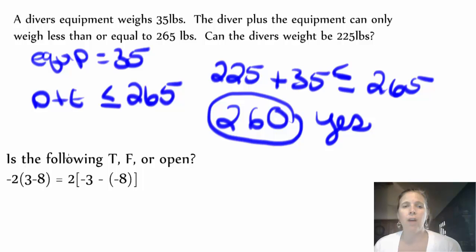Okay, is the following true, false, or open? So this is one where I would definitely want to see some work shown. I kind of used a funny font on this, so like that 8's higher, just kind of go with it.